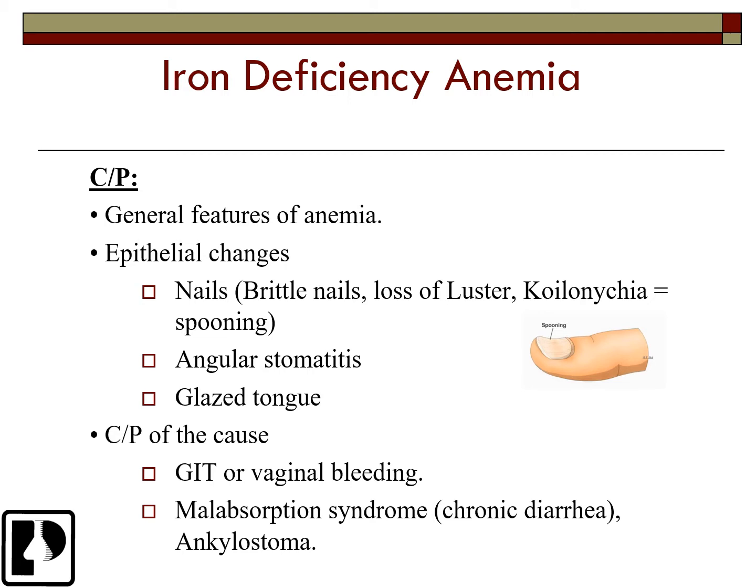Clinical picture of the cause: we have GIT or vaginal bleeding, and the patient complains of this problem, or malabsorption syndrome. This patient can complain of chronic diarrhea, ankylostoma in the investigation, or GIT disturbance, abdominal pain, frequent bloating, and so on.